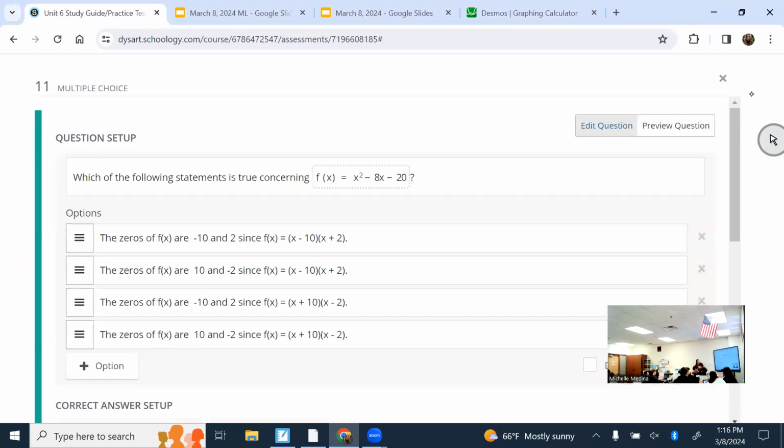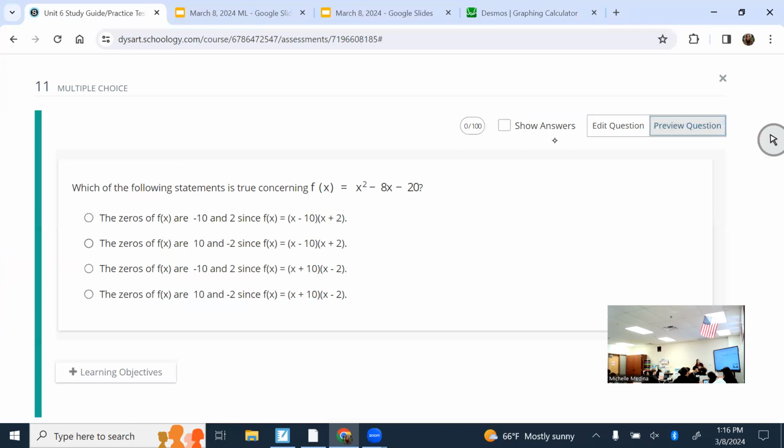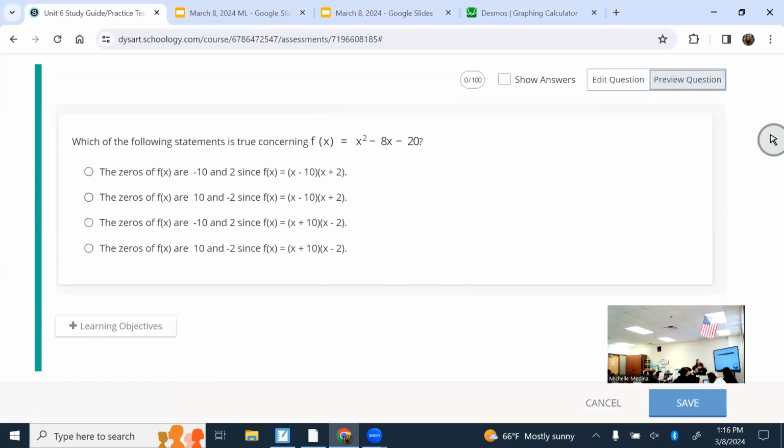All right, so number 11 on the topic side. We have, which of the following statements is true concerning this standard form equation? That's right here. And it says the zeros are this and this. Sorry, I try not to read long equations to you, but we have a bunch of different zeros and different equations. So you have a few options. You could multiply out your equations until you find the standard form that matches. That might be a little tedious.